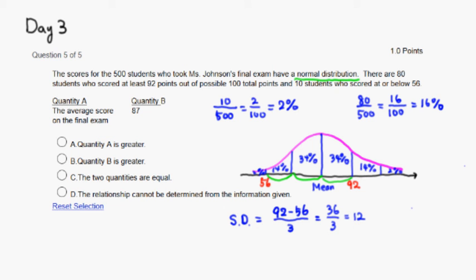So you can see that the mean, which is the average, is going to be 12 less than 92, so that would be 80 right there. So that tells you the average score on the final exam is actually 80, so therefore we know that the quantity B is greater. So the answer is B. Alright, that's it. I hope that this was clear.